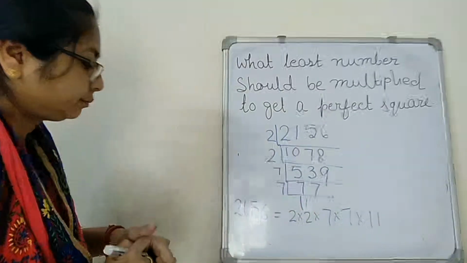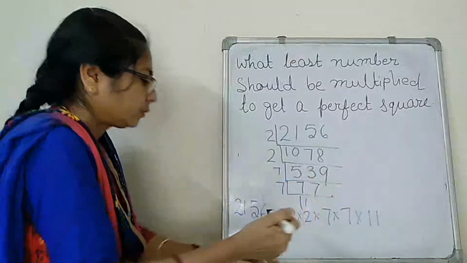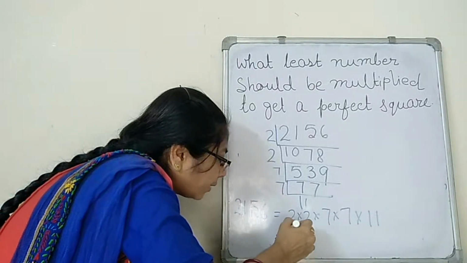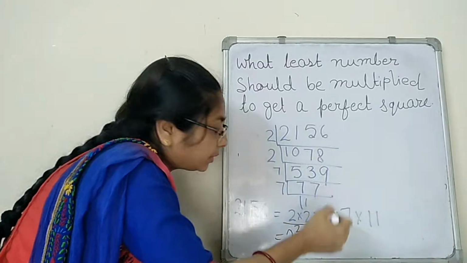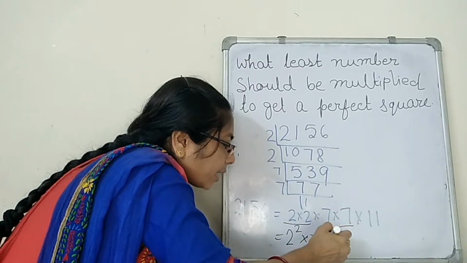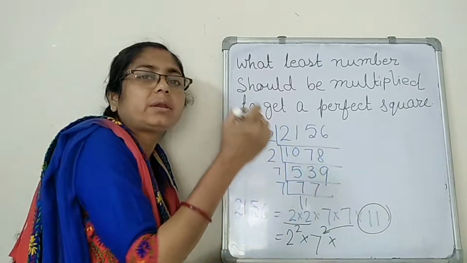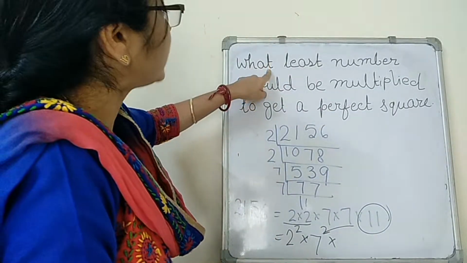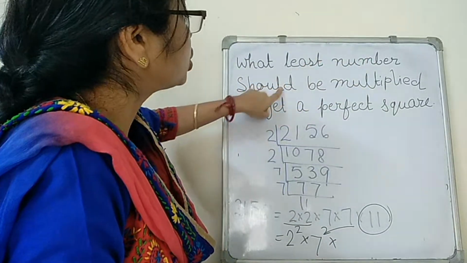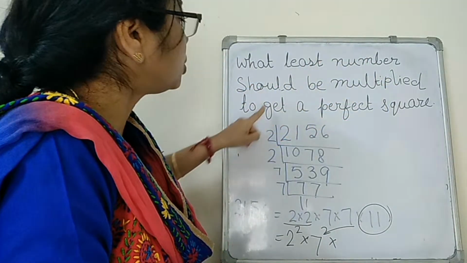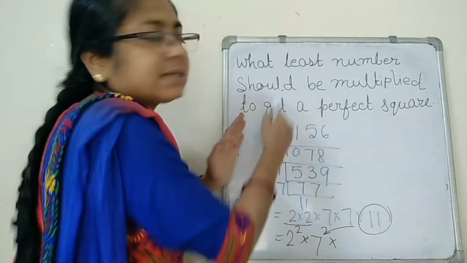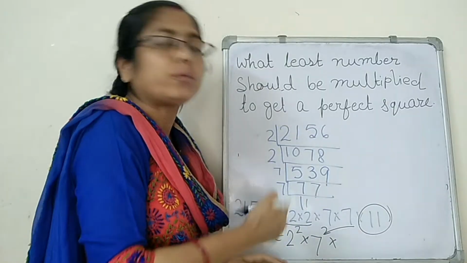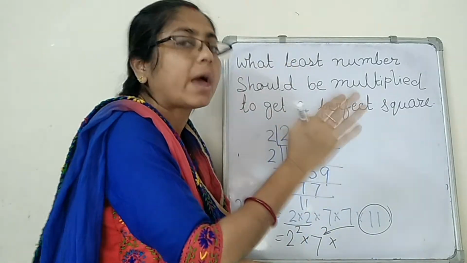Look, 2 comes 12 times, so we can write 2 square. 7 comes double times, we can write 7 square. Look, 11 has no pair, only 1 time. So what is the question? What least number should be multiplied to get a perfect square? Means if we multiply 11 with this number, then we can get a perfect square number.